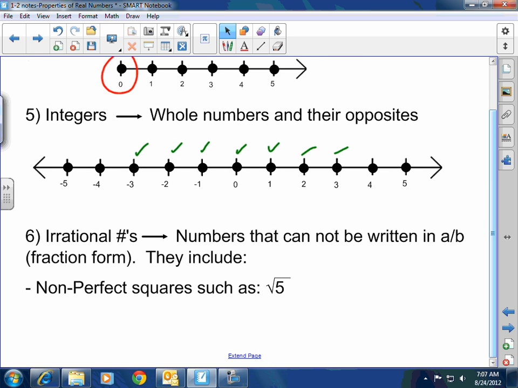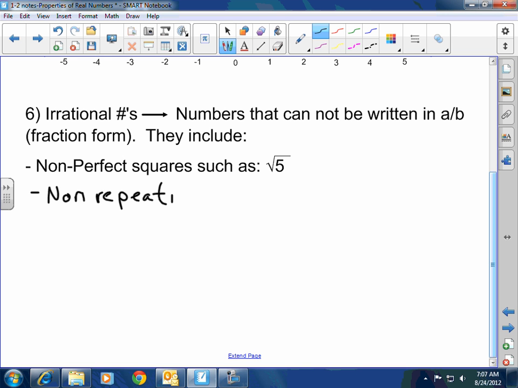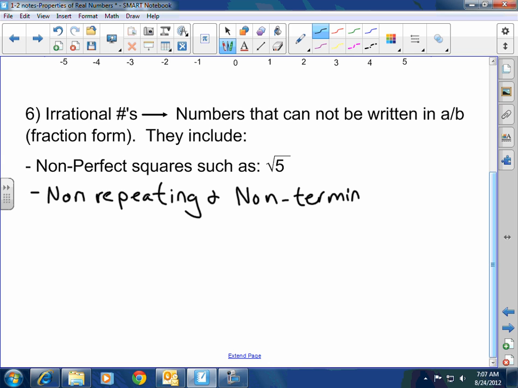And the last number category is irrational numbers. Irrational numbers are numbers that cannot be written in a over b or fraction form. They include non-perfect squares, such as the square root of 5, and they also include non-repeating and non-terminating decimals. So these are decimals that never repeat and never terminate.